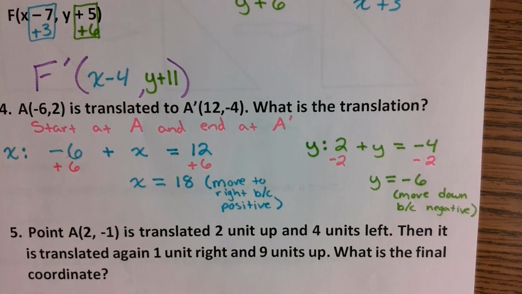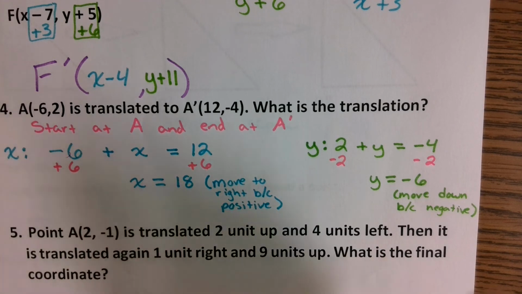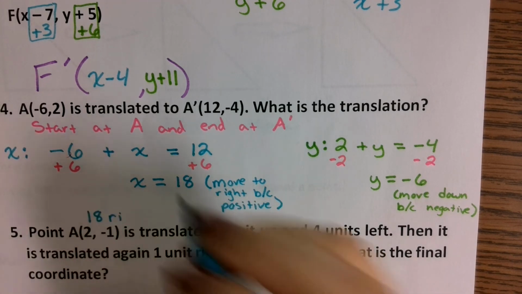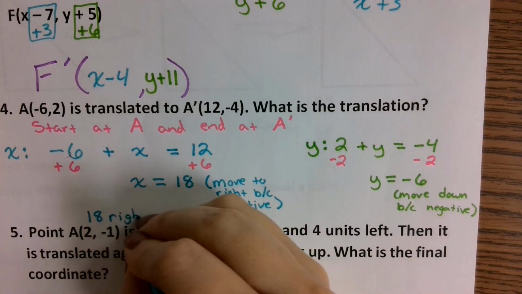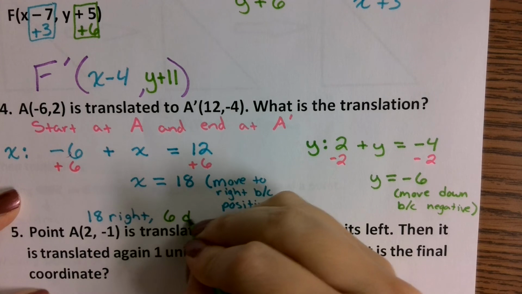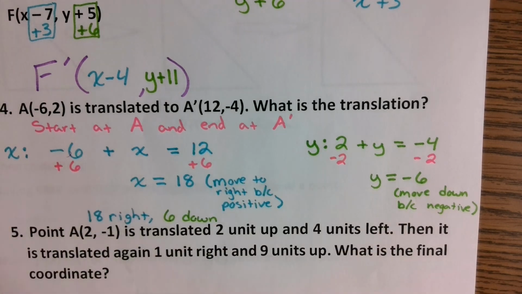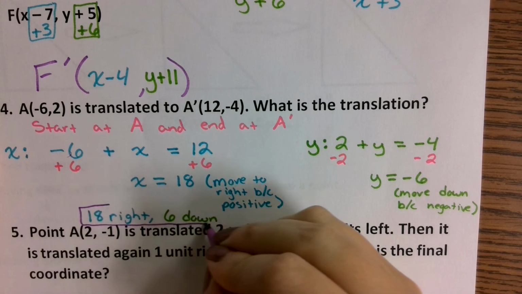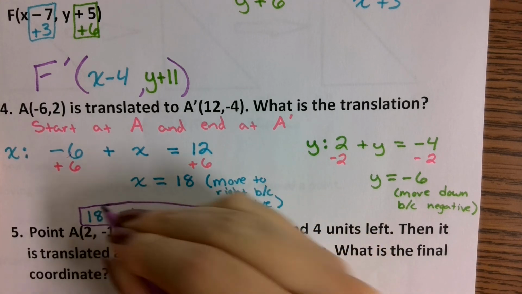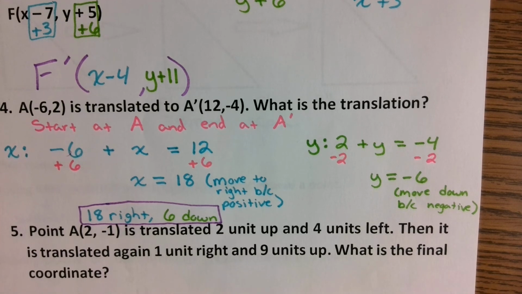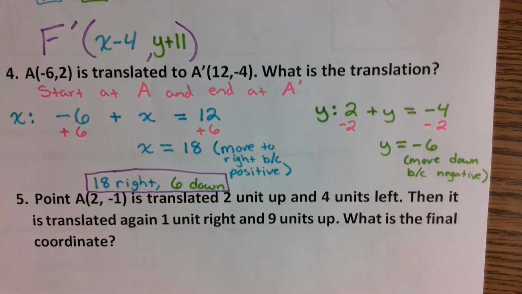So our final answer is the rule, which is 18 to the right and 6 down. There's our rule. We moved 18 to the right and we moved 6 down.